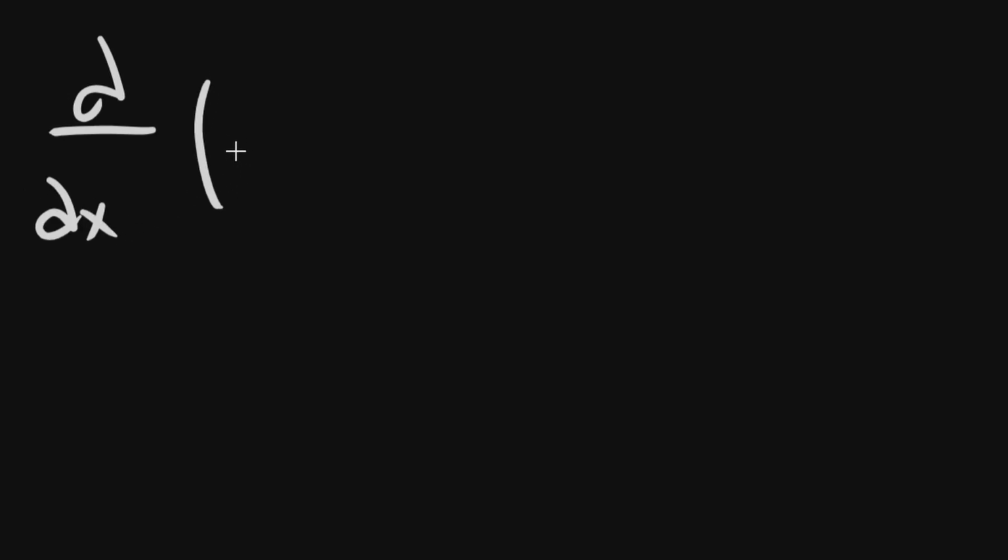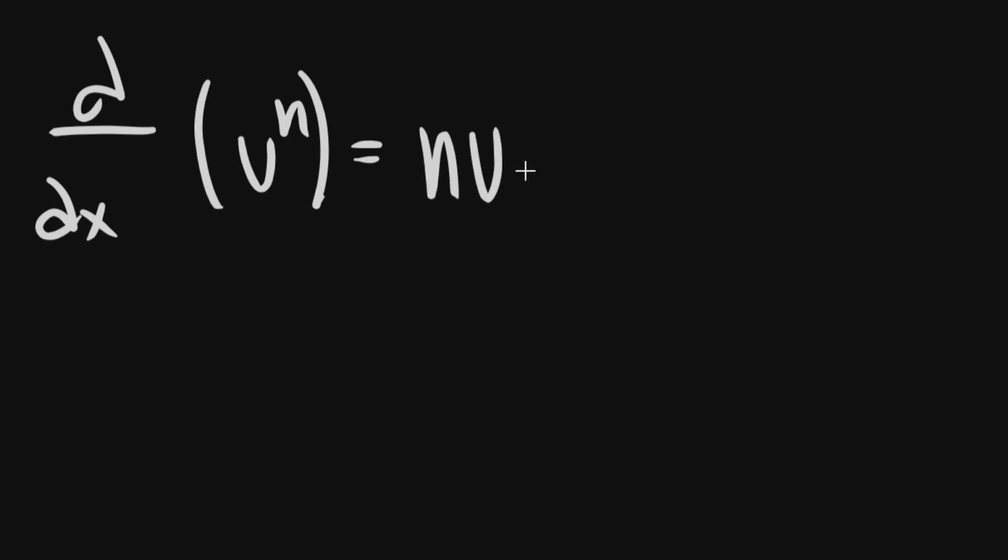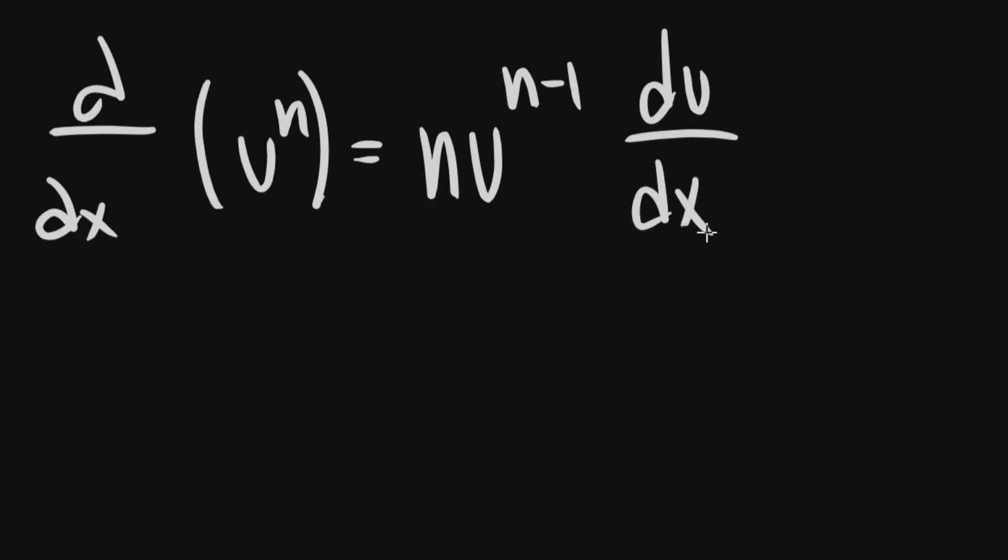dy/dx of y = u raised to n. The n here is the exponent. So if derived, you would have n u raised to n minus 1 times du/dx. So in short, we just bring down the exponent and then subtract it by 1.